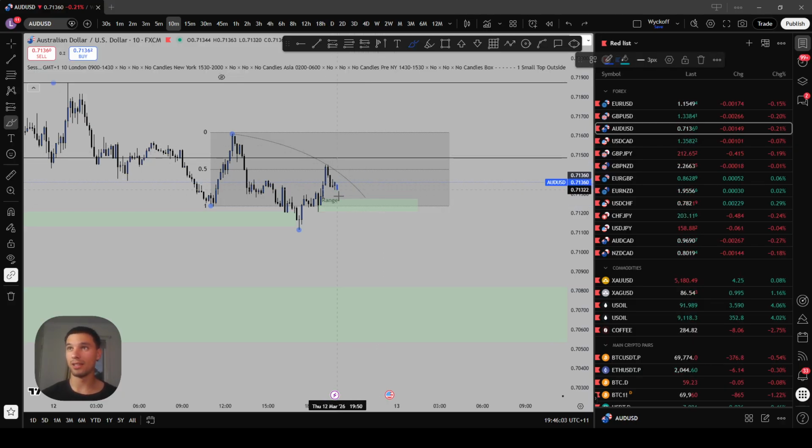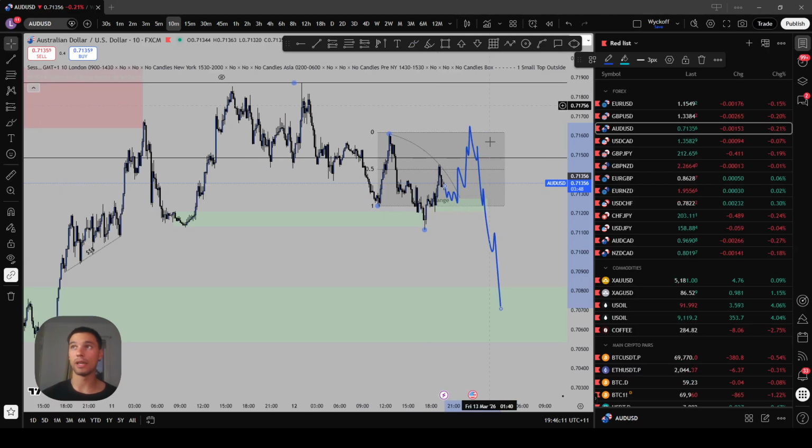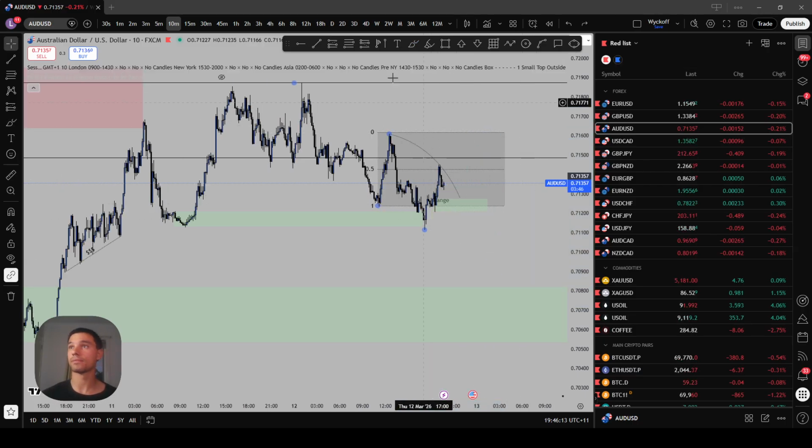Really got to get better at these drawings. It might just take our range high and then it can just flush back down. So we can see something like this happen. But yeah, we've got our alerts and we'll wait and see here.